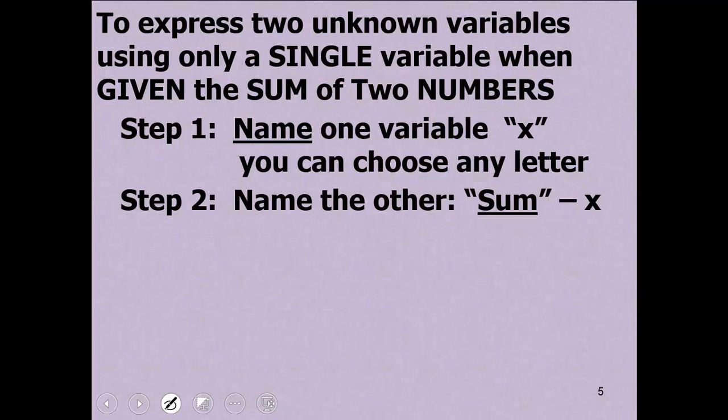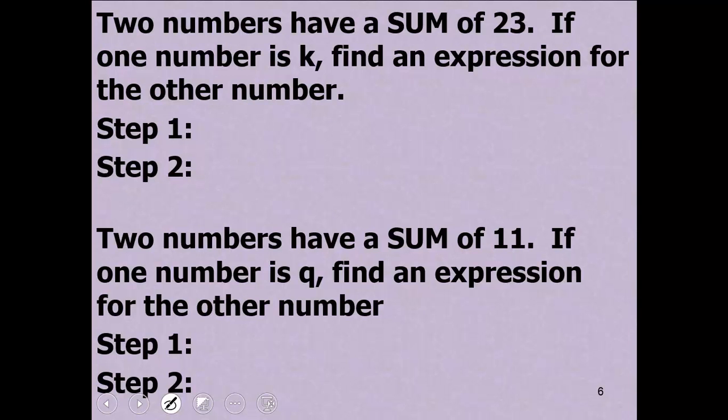First, name one variable. It could be an H, it could be an X, Y, or Z. You can choose any letter. Then the other one is going to be whatever the sum is. You're going to be given a sum minus the variable, all right? So let's see how this plays out.